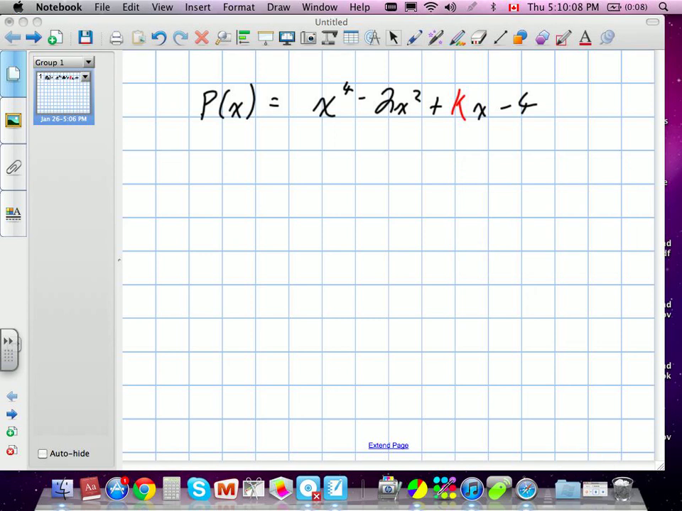So what chapter is this? This is chapter 2. We're doing long division of polynomials. Okay.